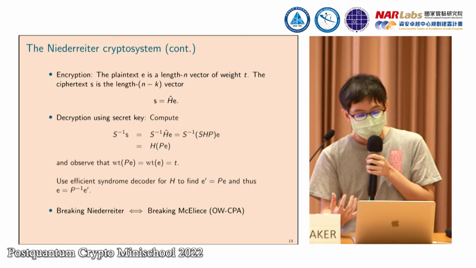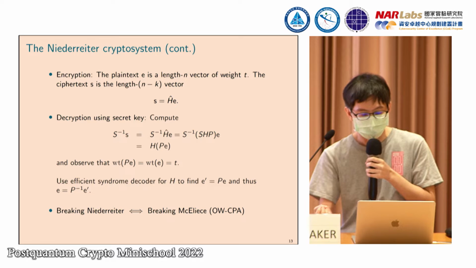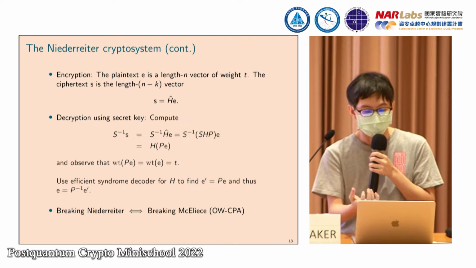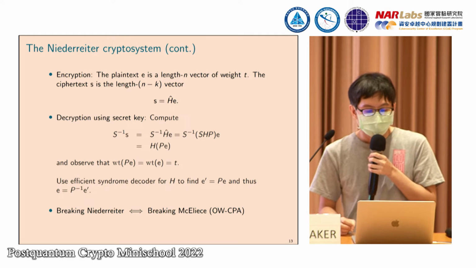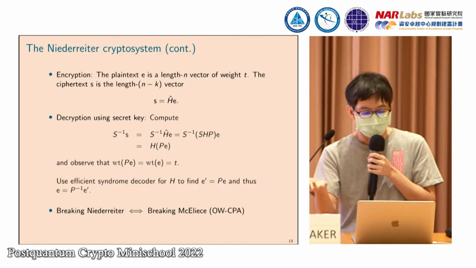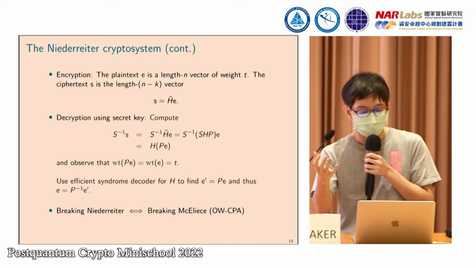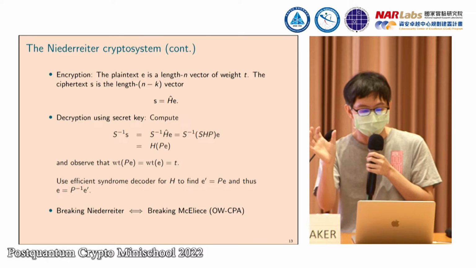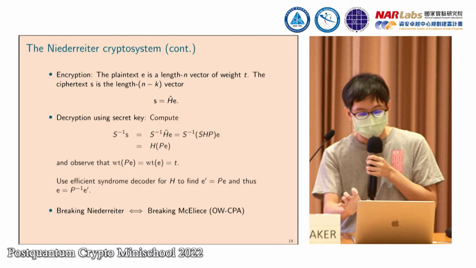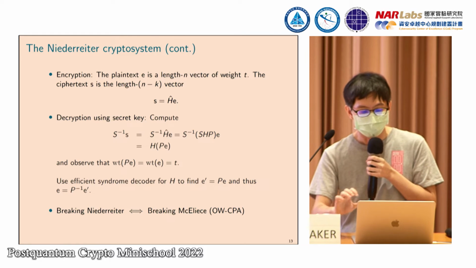And then you can also use your secret key to decode. So the process is, when you receive the syndrome S, you multiply it by S inverse on the left. And then you can see that this is going to be S inverse times H hat E. Then you expand H hat into X S H P, and you can see that S inverse and S cancel out. And then eventually we have H times PE.